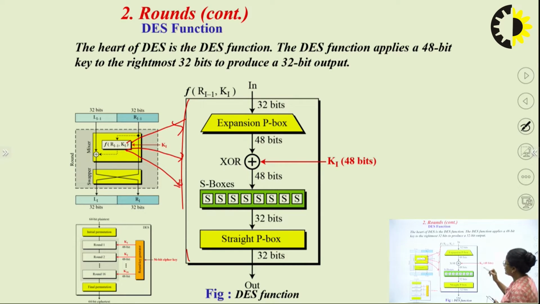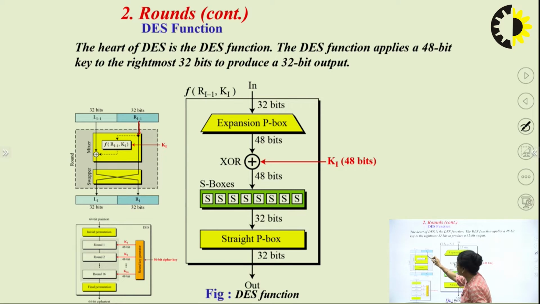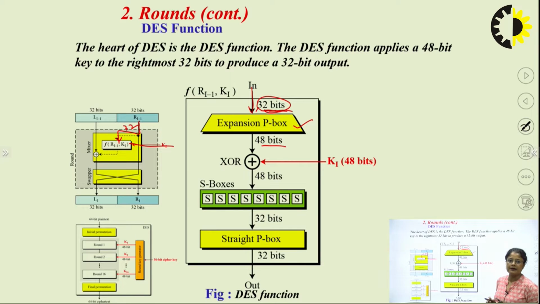Now what is the input to this function? The input to this function is basically a 32-bit pattern. Why? Because the input is coming from the right half of the 64-bit. So the input is a 32-bit pattern. Now inside this function we have an expansion P-box. Expansion means it has fewer inputs and expands the number of inputs. So what does this P-box do? It takes this 32-bit input pattern and outputs a 48-bit pattern.